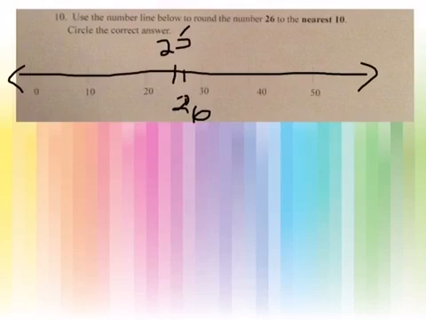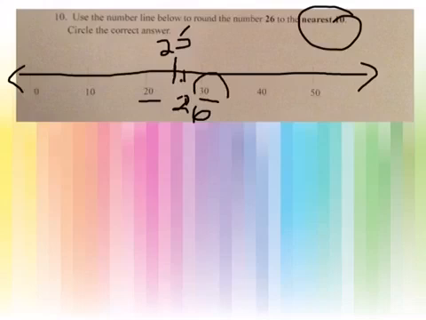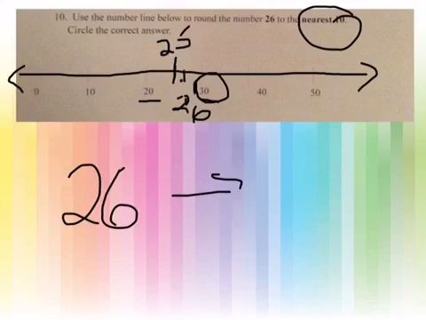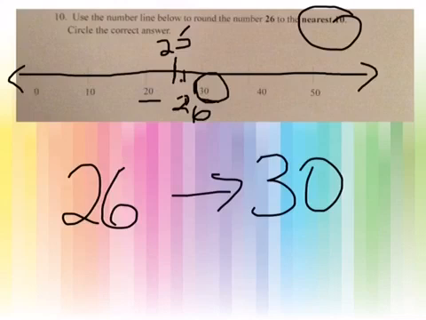Okay, so now I'm going to use the number line. I see that 26 is in between 20 and 30. Those are those nearest tens. Which one's closer, though? Well, I actually see that since it's just a little ways past that 25, that halfway mark, it actually makes it closer to 30. So that actually is my correct answer. 26 rounds to the nearest 10, to 30. And you can see it visually on the number line.